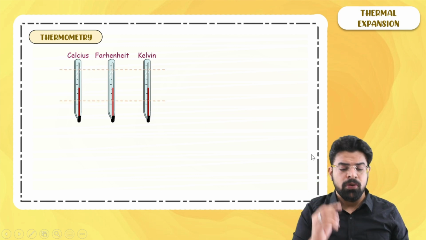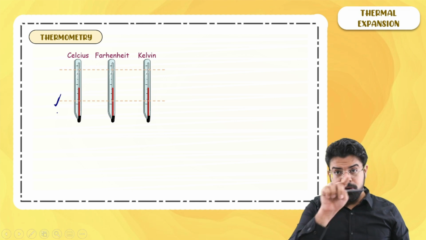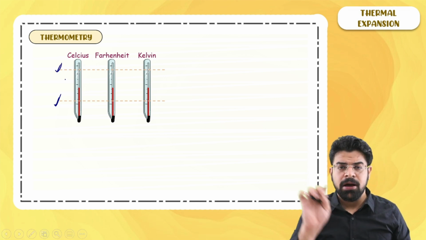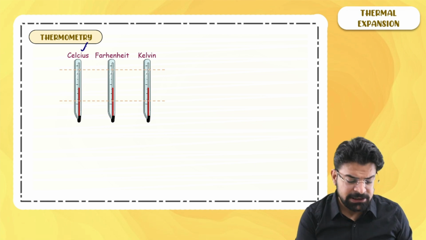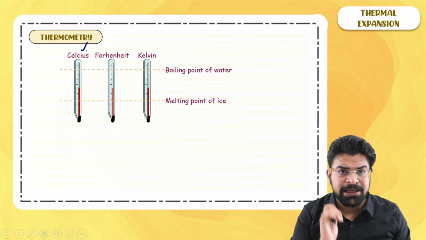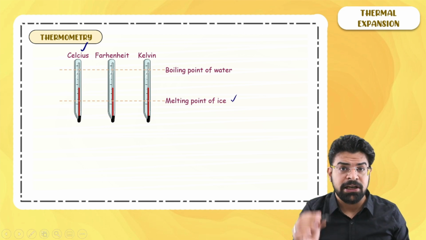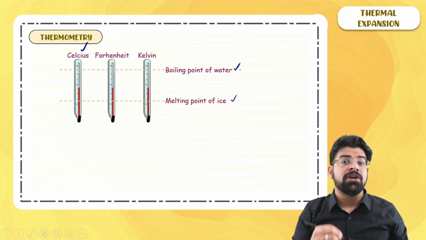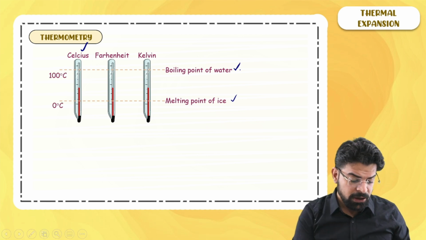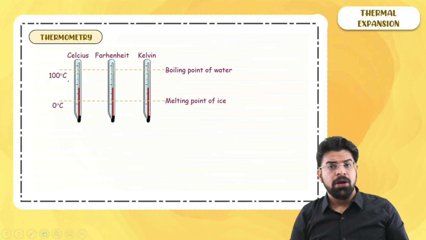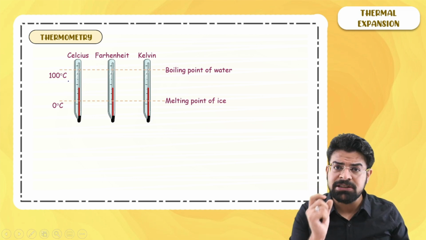There is something called the lower fixed point, denoted by the lower line, and the upper fixed point, denoted by the upper line. On the Celsius scale, the lower fixed point is taken as the melting point of ice, which is denoted as 0 degree centigrade, and the upper fixed point as the boiling point of water, which is denoted as 100 degree centigrade. So on the Celsius scale, lower fixed point is 0 degree centigrade, upper fixed point is 100 degree centigrade.